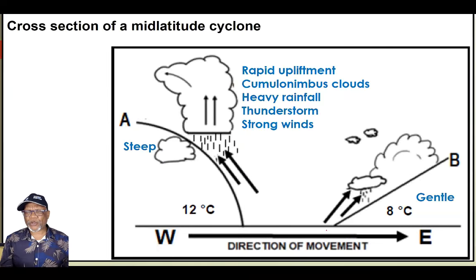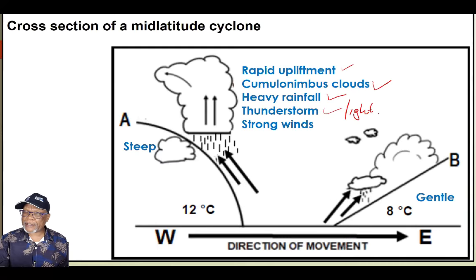And then because of the steeper gradient, there's going to be a rapid upliftment of air. Because of the rapid upliftment of air, we're going to get cumulonimbus clouds, and we're going to have heavy rainfall, thunderstorms and lightning. So this is what you will get. And also, as characteristics, you'll also get strong winds.